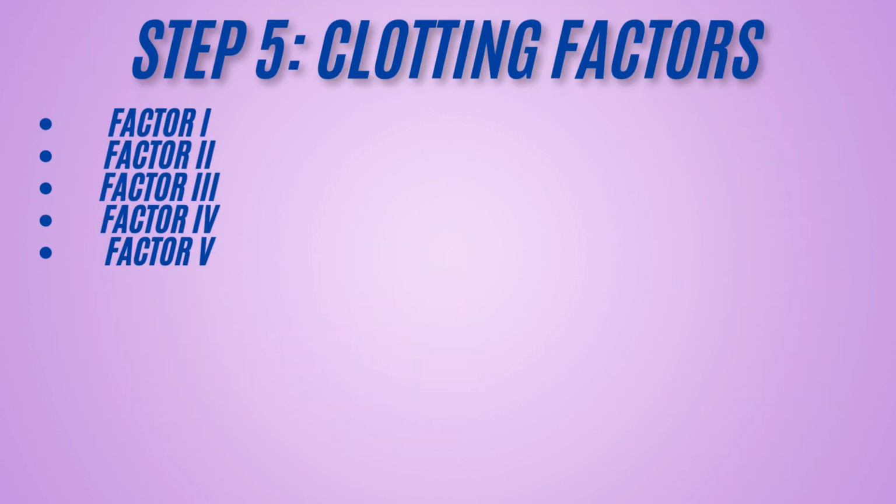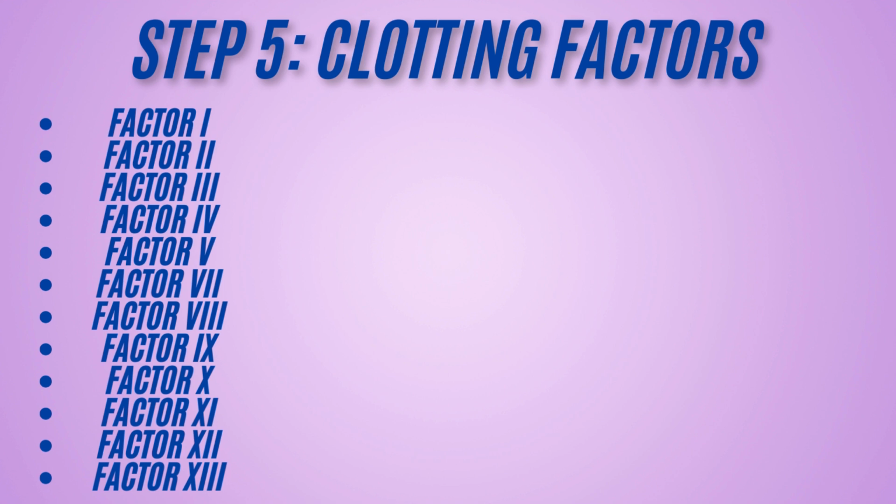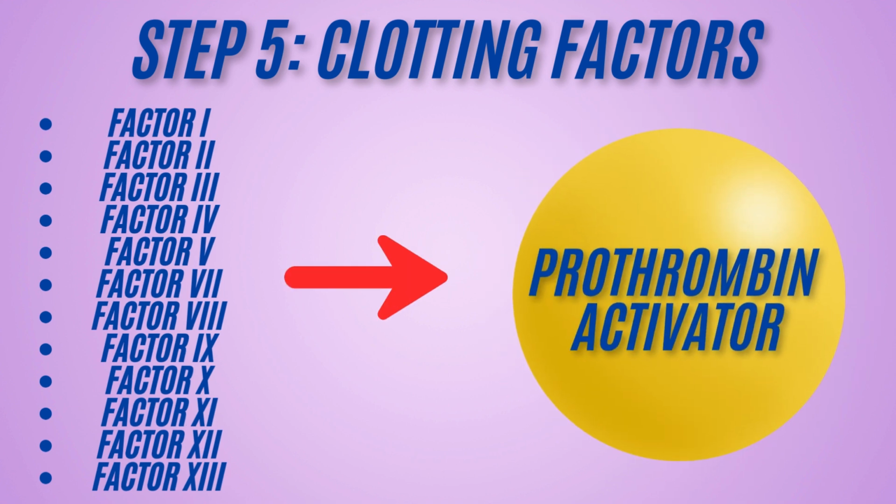Step 5. Clotting factors. These clotting factors work together to form a complex called prothrombin activator, which will lead to the creation of thrombin in the next step.